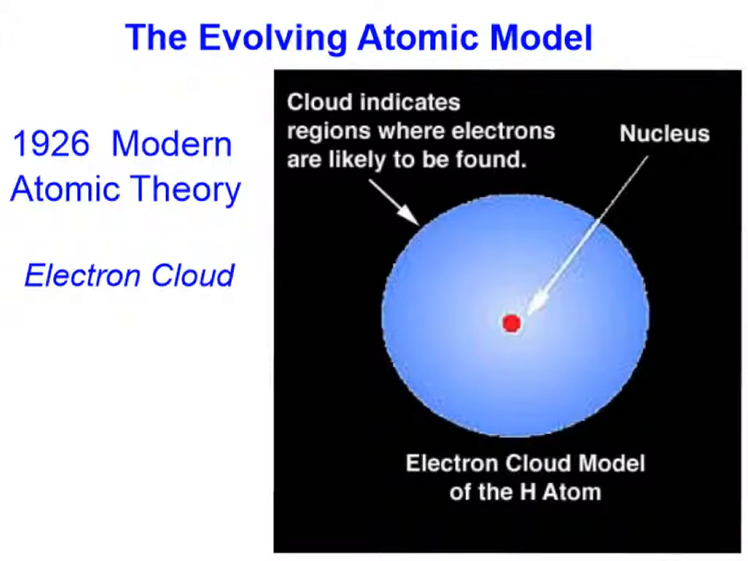In 1926, modern atomic theory proposed the idea that, yes, indeed, there is a nucleus, but electrons are not orbiting in fixed patterns or orbits around that nucleus. Instead, there is what we call an electron cloud, and that indicates regions where electrons are likely to be found. As you know, most of the atom is indeed empty space. This is not drawn to scale, but this would be an electron cloud model of the hydrogen atom, and this cloud indicates regions where the electron for the hydrogen atom is likely to be found.